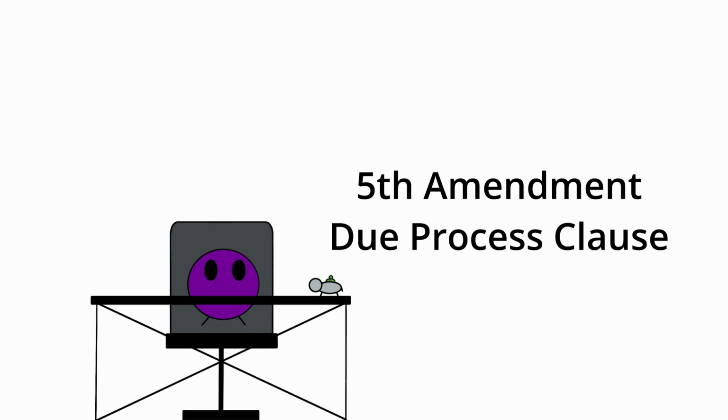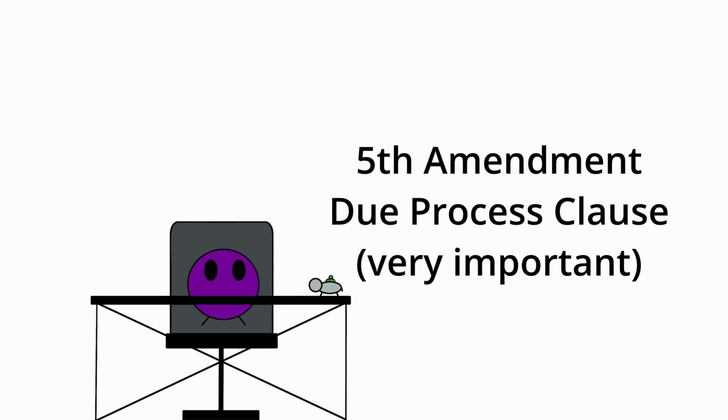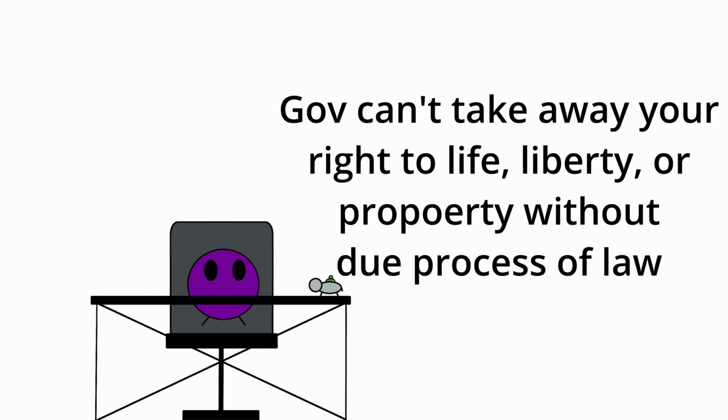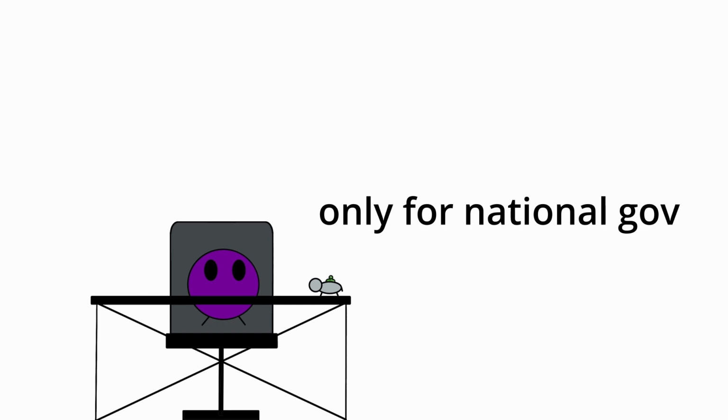This amendment directly protects against the federal government taking away your rights without due process of law. The Due Process Clause is one of the most important clauses in this document. In general, the national government cannot take away your right to life, liberty, or property without going through a court or other processes first. They can't make blanket laws violating your rights. Notice how I said the national government. This only applies to the national government.